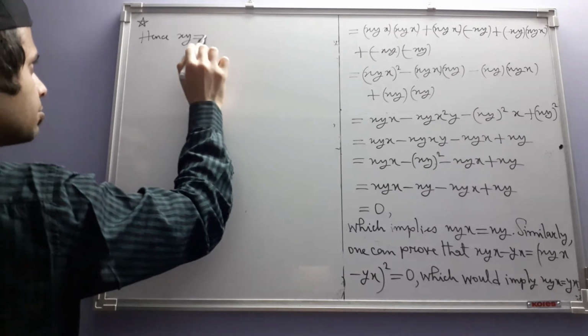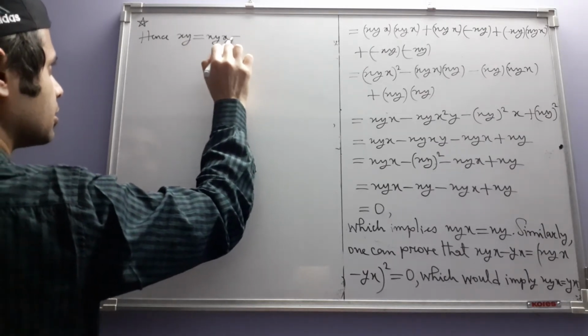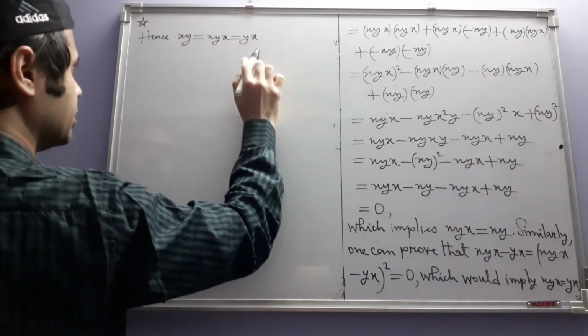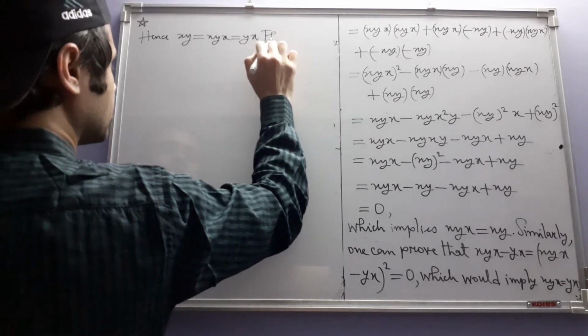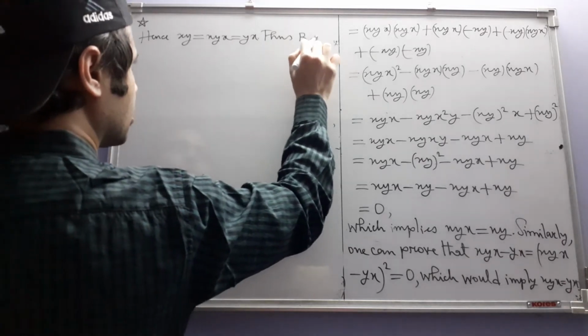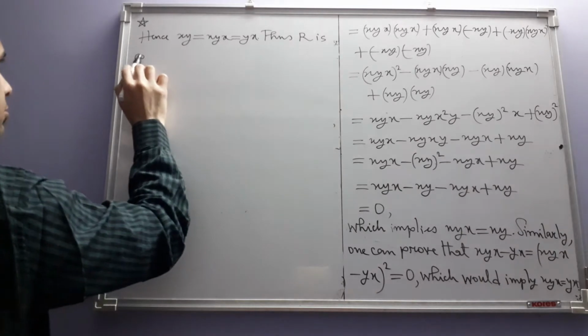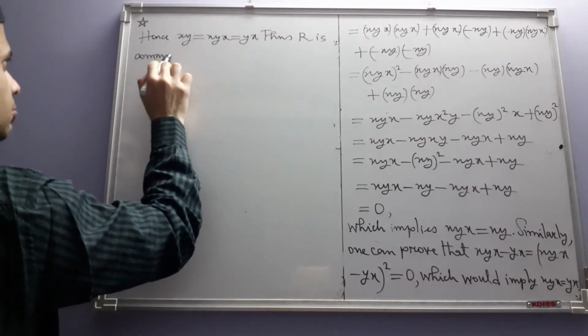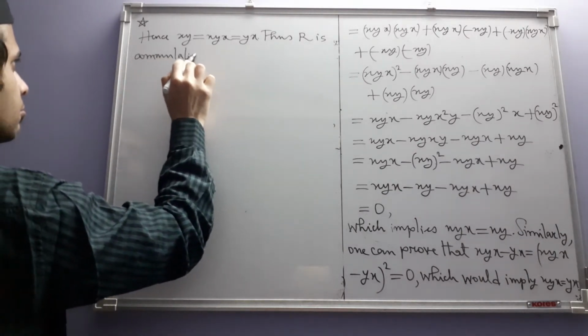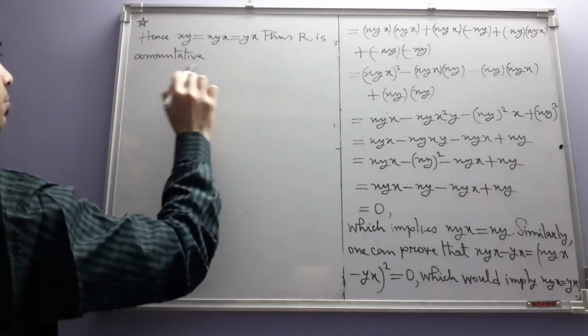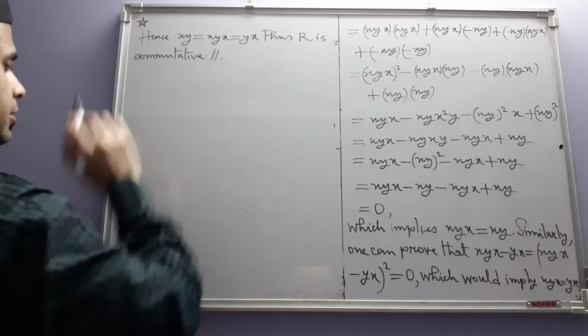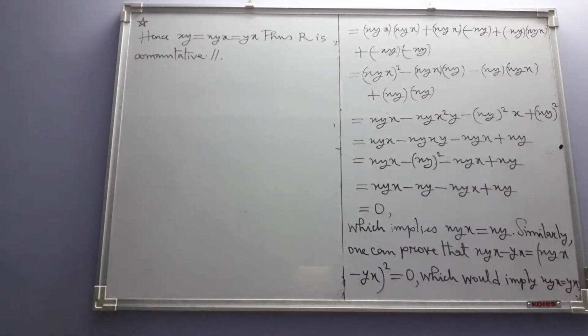Hence, xy now becomes xyx, which is also equal to yx. Thus, R is commutative. And here the solution ends.